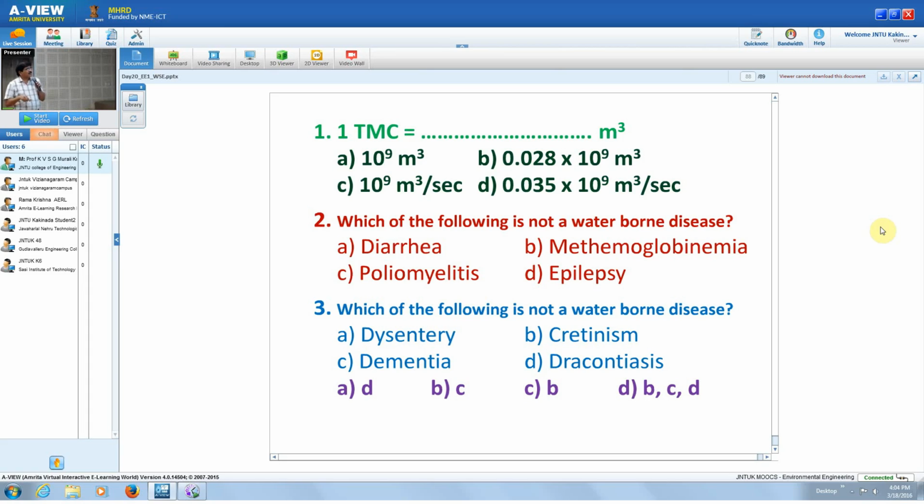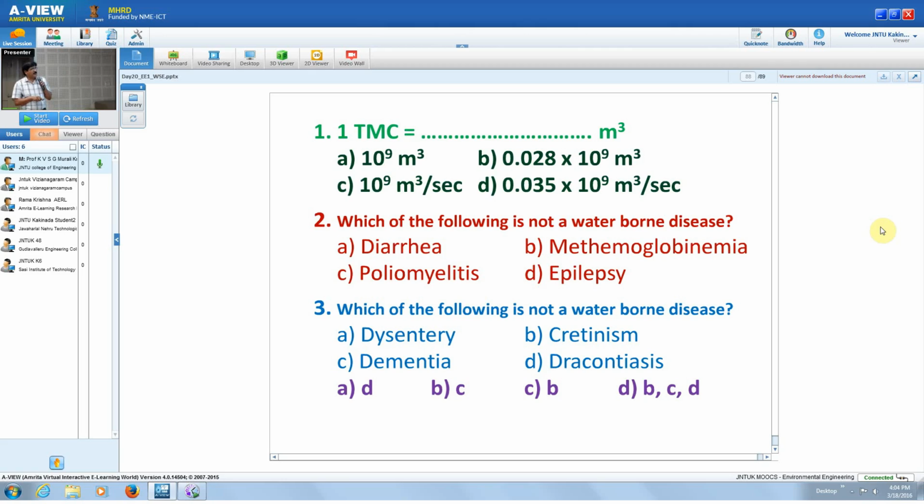The question is wrong. Okay, sorry. Secondly, spelling is wrong. I forgot to correct it. You have seen already in the morning what is second class. So what is your answer? Which of the following is not a waterborne disease? What is your correct answer?